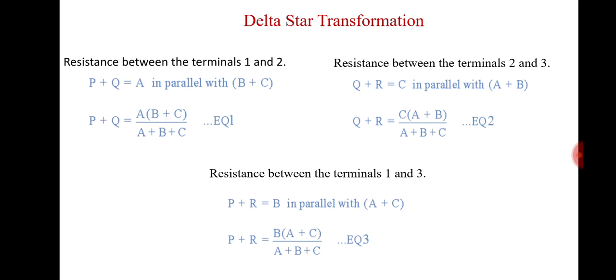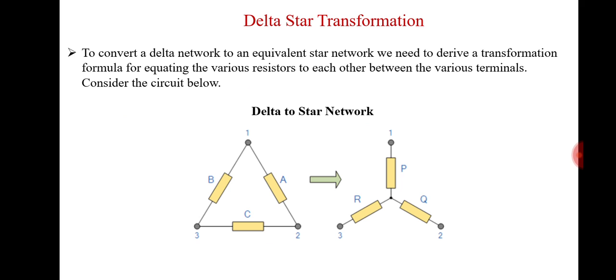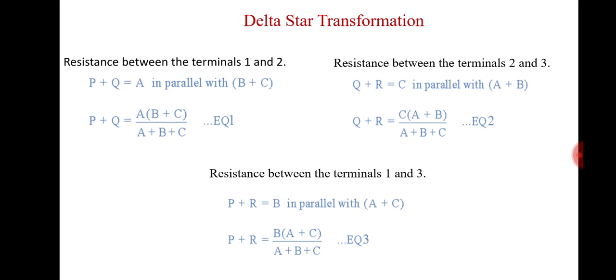Now the equation becomes P plus Q is equal to A into B plus C divided by A plus B plus C. Equation number 1. Now resistance between terminal 2 and 3: Q plus R. Now Q plus R is C in parallel with A plus B. So the equation becomes Q plus R is equal to C into A plus B divided by A plus B plus C. Equation number 2.